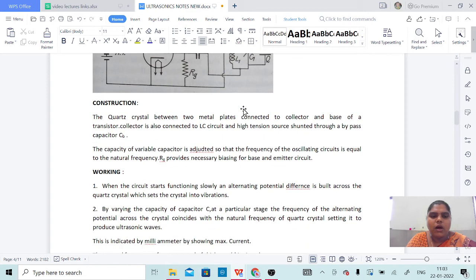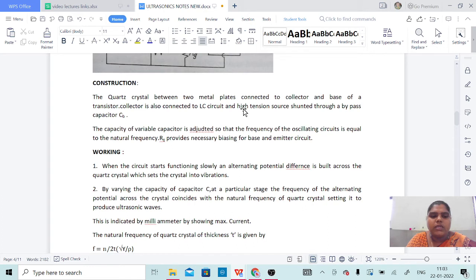Now let us see the working of the inverse piezoelectric method. When the circuit starts functioning, an alternating potential difference is slowly built across the quartz crystal, which sets the crystal into vibrations. By varying the capacitance of the capacitor C, at a particular stage the frequency of the alternating potential across the crystal coincides with the natural frequency of the quartz crystal, and it sets up to produce ultrasonic waves.